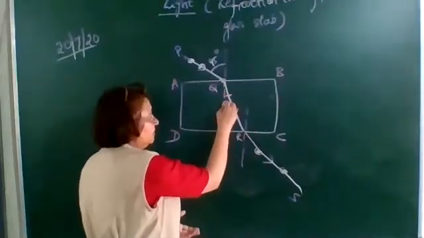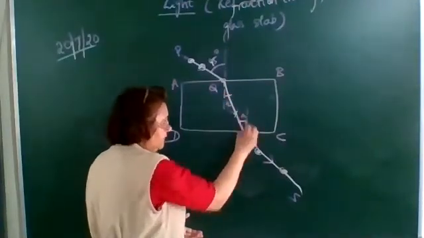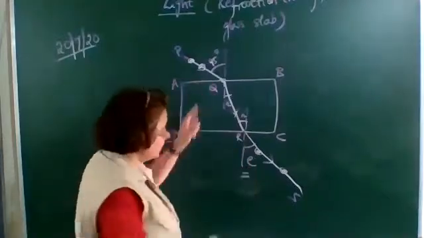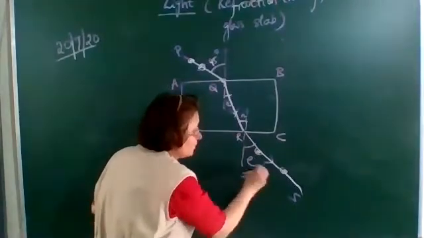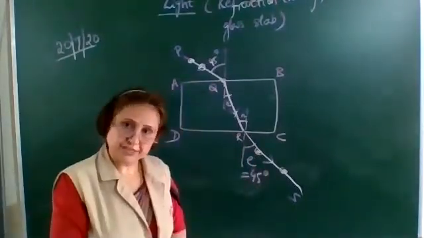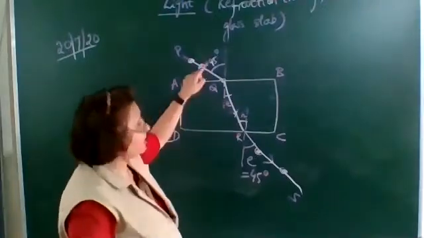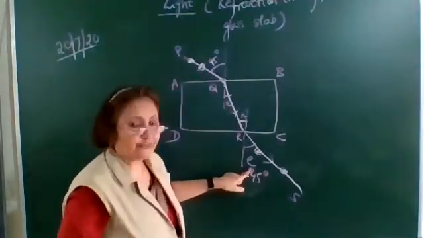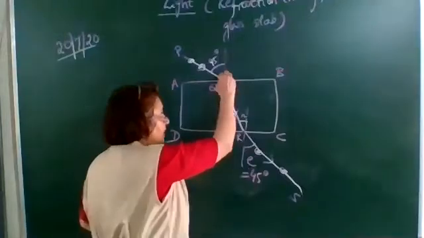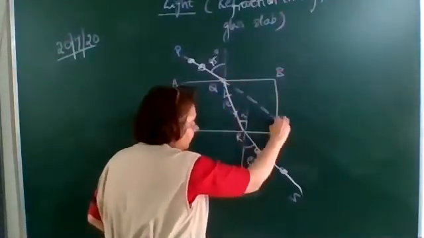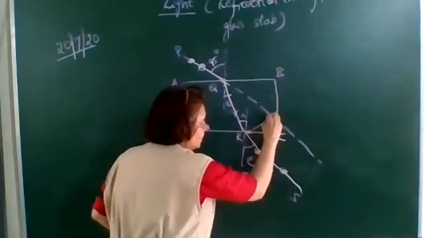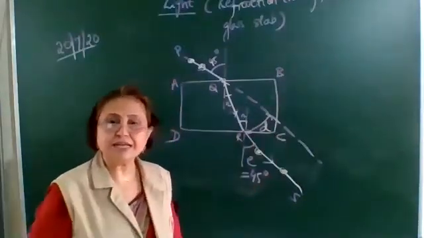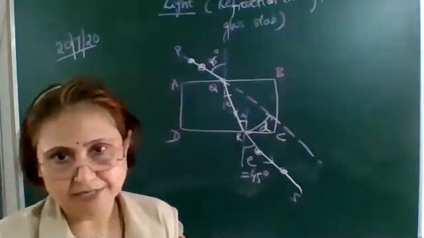This angle will be the angle of refraction, and this angle we call the angle of emergence, and when you measure it, this angle will also be equal to 45 degrees. And the angle of refraction will be less than 45 degrees. You can extend the incident ray and measure the perpendicular distance between the two rays. This we call the lateral displacement.